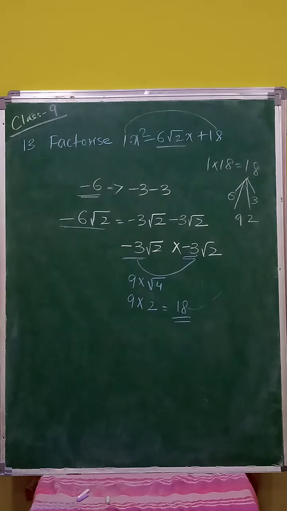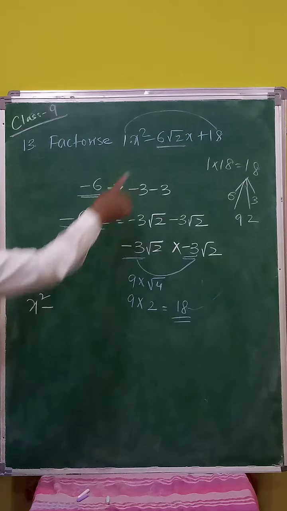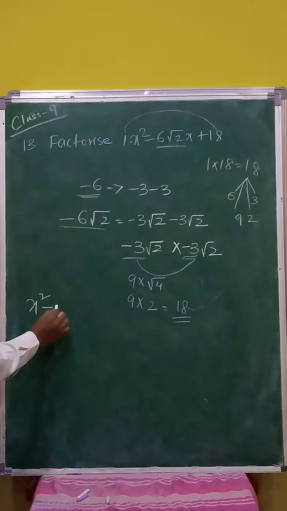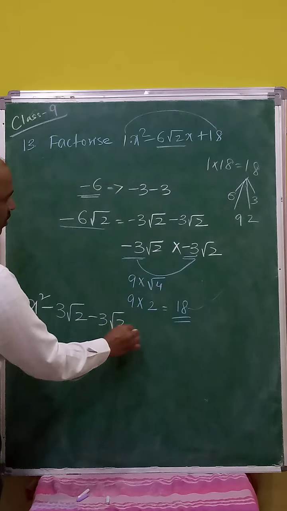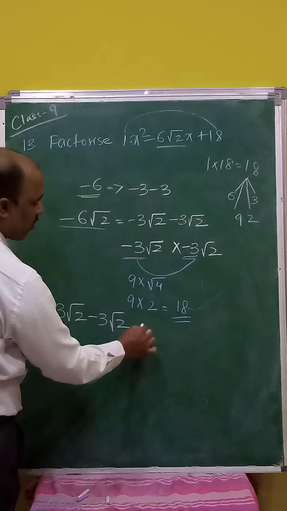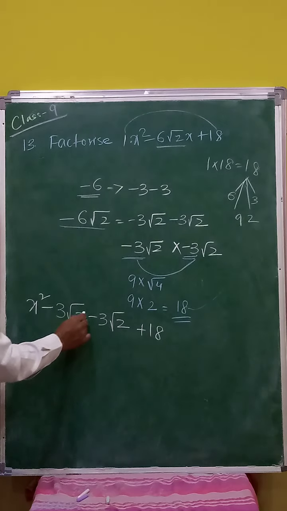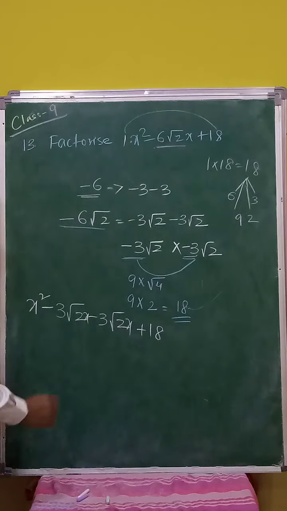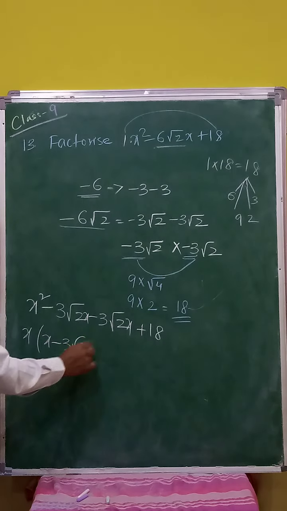Split the middle term now. x square minus 6 root 2x, how am I writing here? Minus 3 root 2 x minus 3 root 2 x, and the last one is plus 18. What is the common term here? x, here also x, because here 6 root 2 x is there. Then x common in this. What is the remaining? x minus 3 root 2.